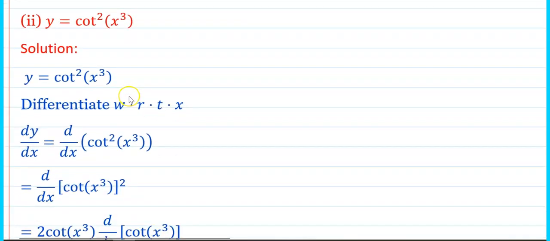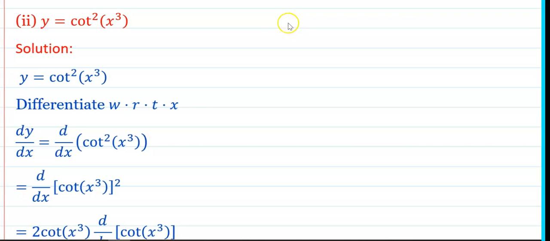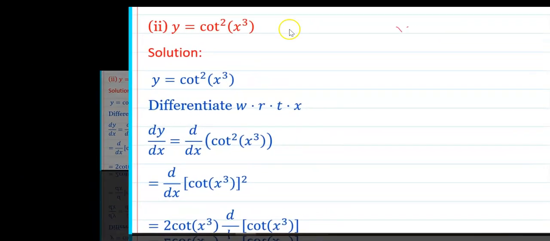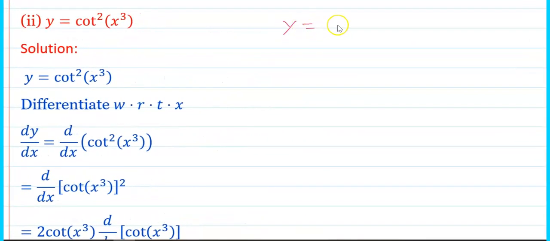Now the next example, y is equal to cot square x cube. Now again in the same way, the derivative of cot. Here you can see it is cot square. Cot square means what? The function raised to n. That is, y is equal to x raised to n, then what is its derivative? n times x raised to n minus 1.